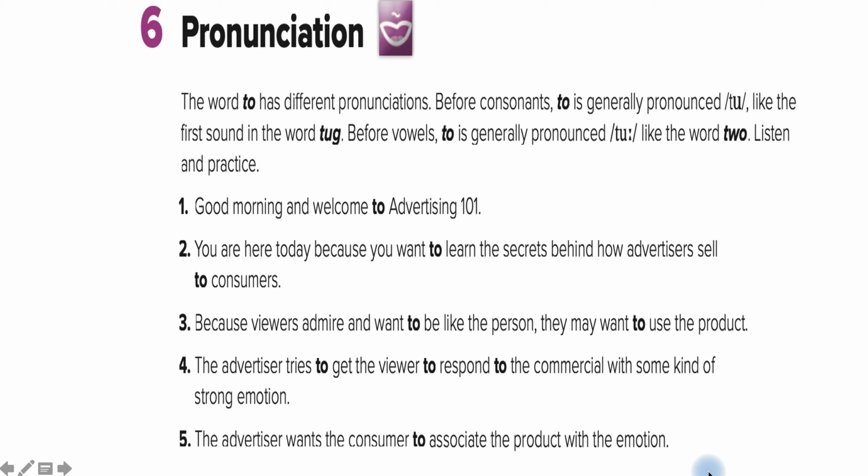1. Good morning, and welcome to Advertising 101. 2. You are here today because you want to learn the secrets behind how advertisers sell to consumers. 3. Because viewers admire and want to be like the person, they may want to use the product. 4. The advertiser tries to get the viewer to respond to the commercial with some kind of strong emotion. 5. The advertiser wants the consumer to associate the product with the emotion.